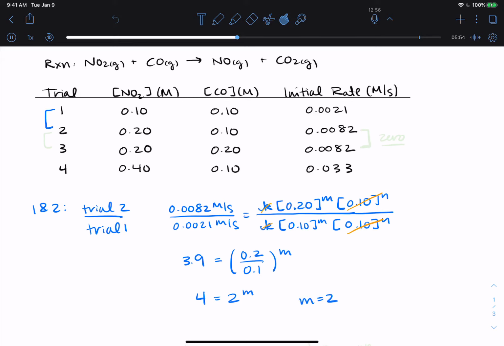If it's anything more complicated than our basic orders or most common orders, you could take the log of both sides, right?